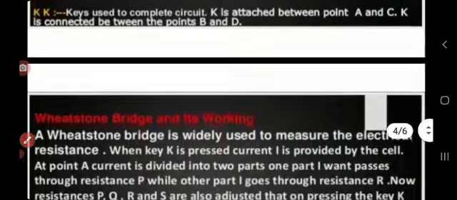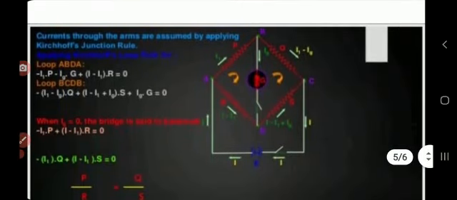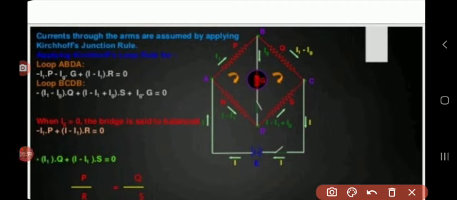Now, we are discussing about the working of Wheatstone bridge. See the diagram carefully. We consider the closed loop A, B, D, A. We are considering this loop A, B, D, A.